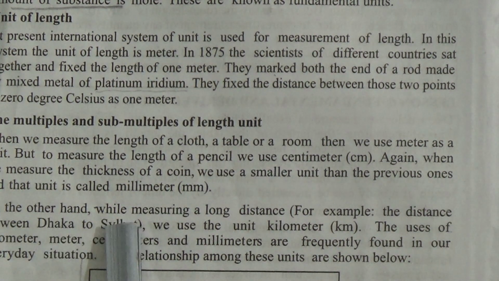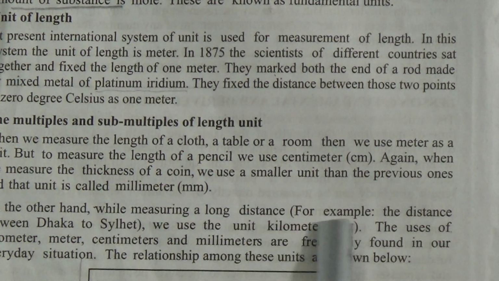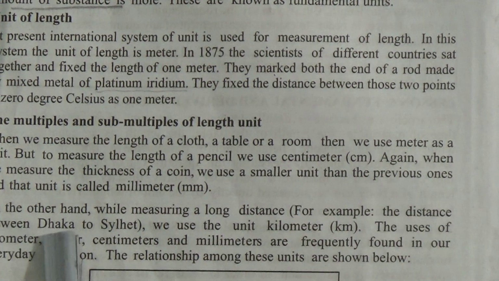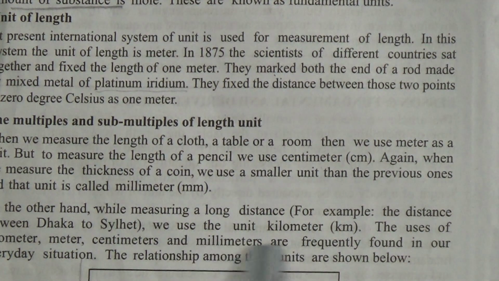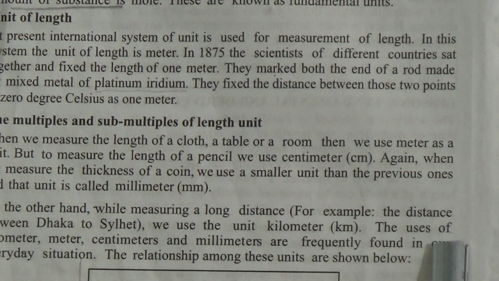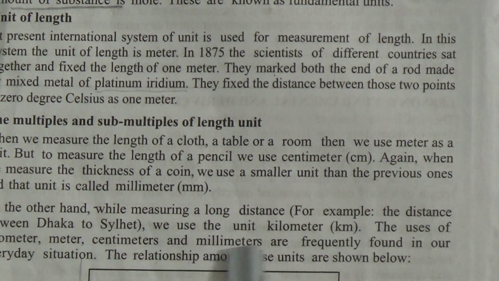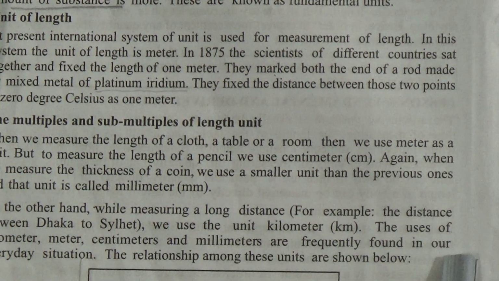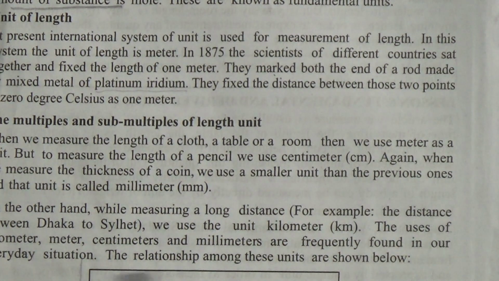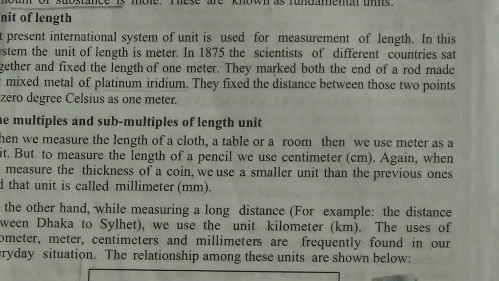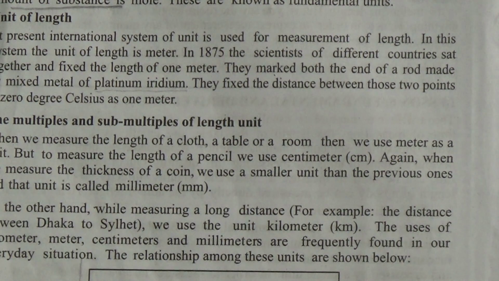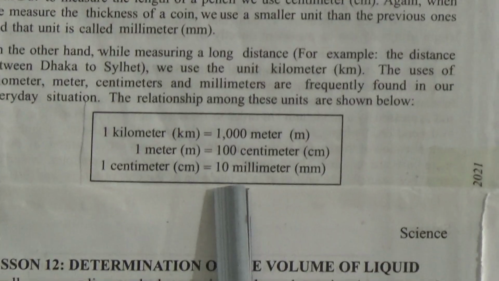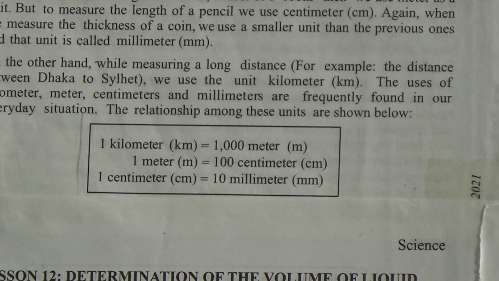On the other hand, while measuring a long distance, for example, the distance between Dhaka and Sylhet, we use the unit kilometer. The uses of kilometer, meter, centimeter, and millimeter are frequently found in our everyday situation. The relationship among these units are shown below. Students, you have to memorize this table. Here 1 kilometer equals 1000 meter, 1 meter equals 100 centimeter, and 1 centimeter equals 10 millimeter.